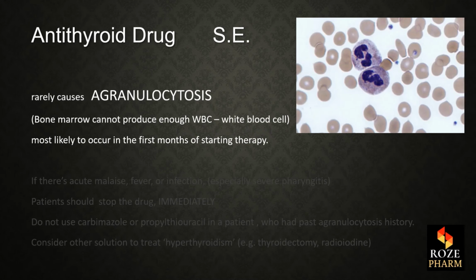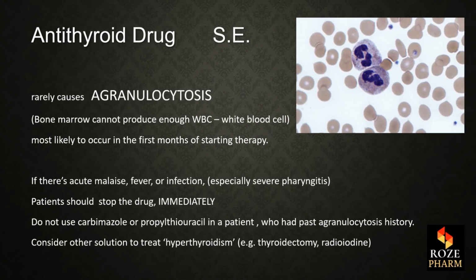Agranulocytosis is the situation where the bone marrow cannot produce enough white blood cells. It is most likely to occur in the first months of starting therapy. So if there is acute malaise, fever or infection, or severe pharyngitis, patients should stop immediately, and do not use carbimazole or propylthiouracil in a patient who had a past history. But consider other ways to treat hyperthyroidism, such as thyroidectomy or radioiodine.